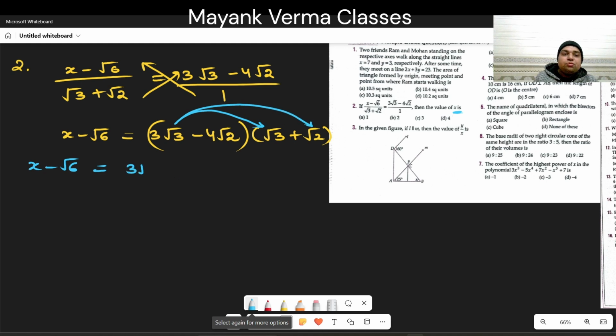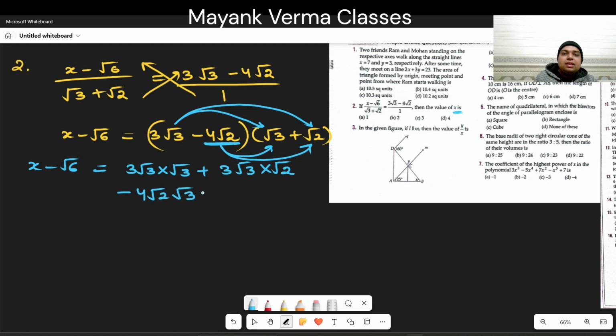So 3 root 3 into root 3, then plus 3 root 3 times root 2. Then the second term will get multiplied with these two terms. So minus 4 root 2 times root 3 plus 4, see here, minus times plus will be minus. So minus 4 root 2 times root 2.